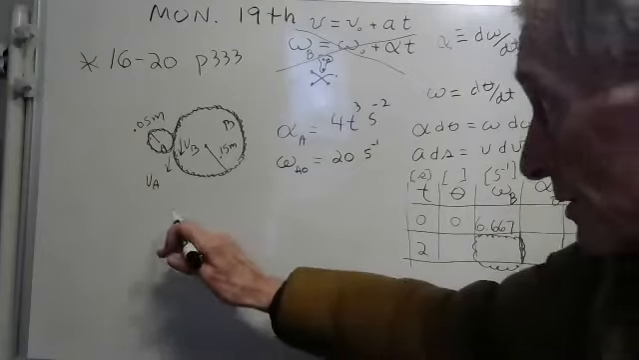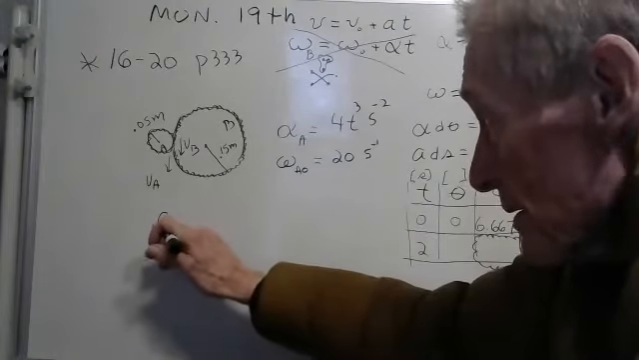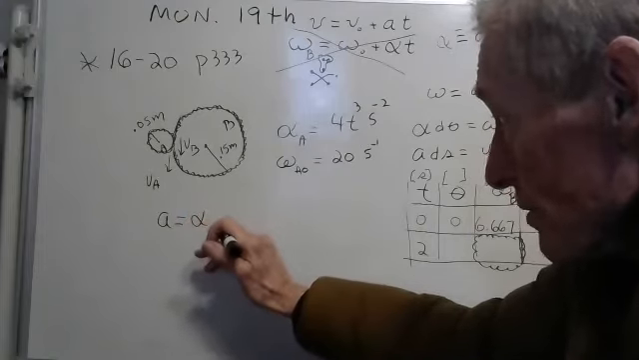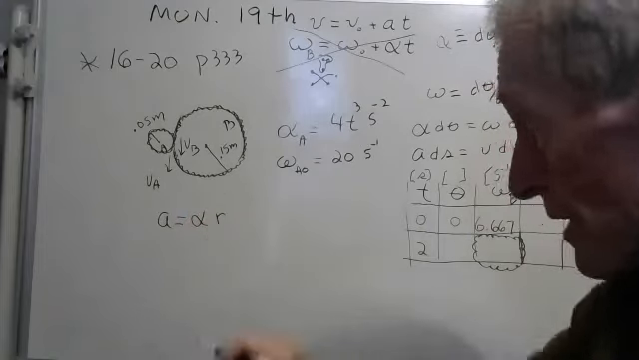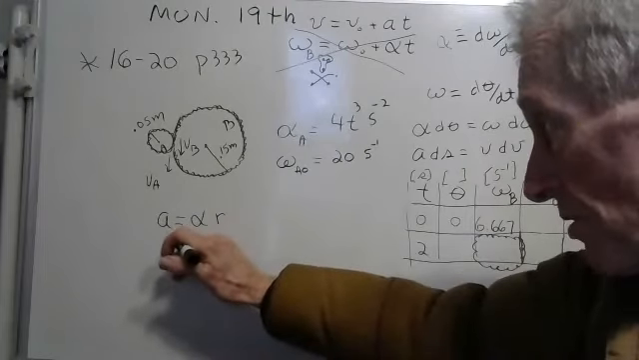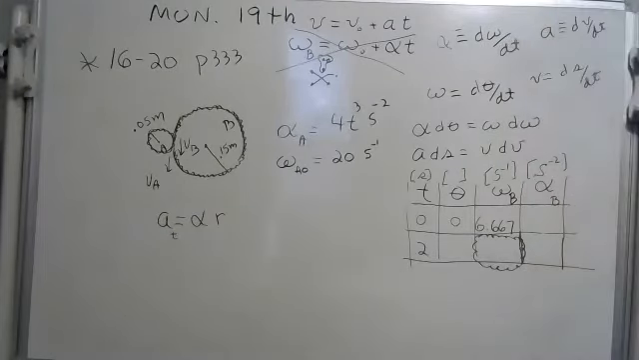Now, here's how it works. Linear acceleration is equal to angular acceleration times the radius. Another name for this is tangential acceleration, and you'll see that equation in the flap of your book.